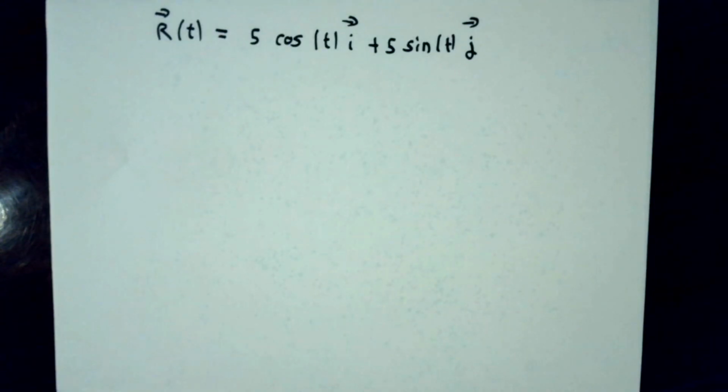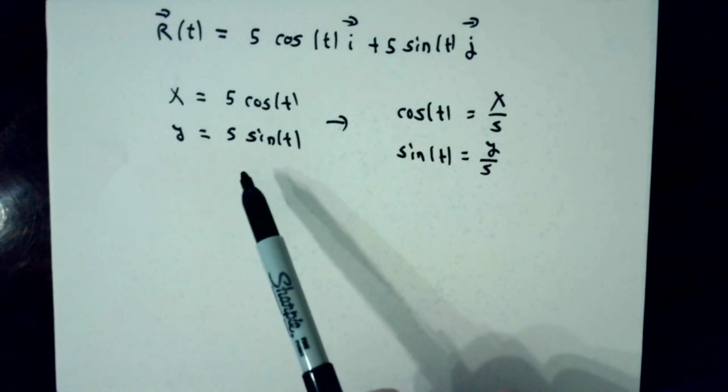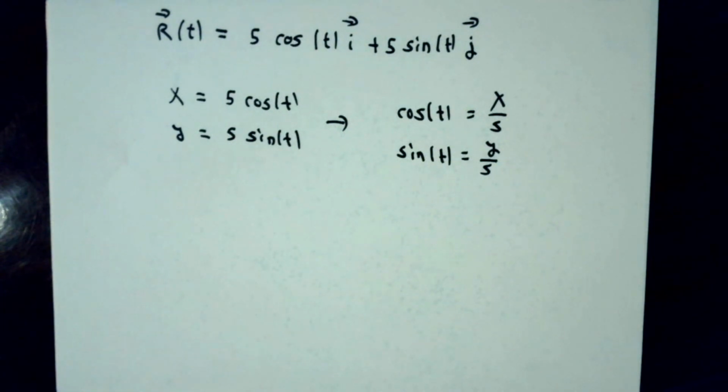In the vector-valued function r equals 5 cosine t i plus 5 sine t j, we can eliminate the parameter and write the graph as though we were back in Calculus 1. If the x-coordinate is 5 cosine t, then obviously cosine of t is x divided by 5, and likewise this tells me that sine of t must be y over 5.